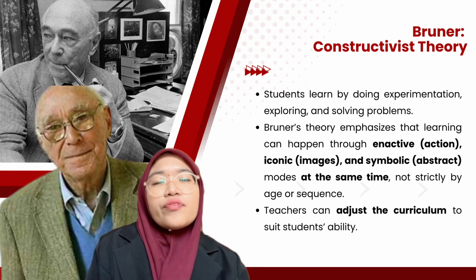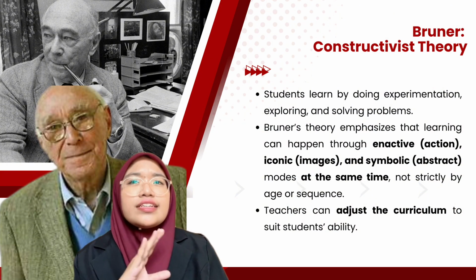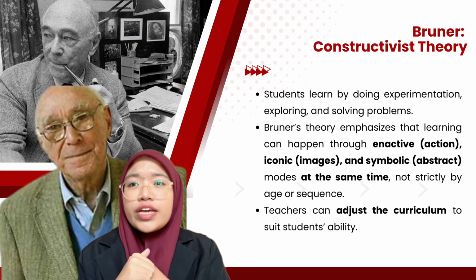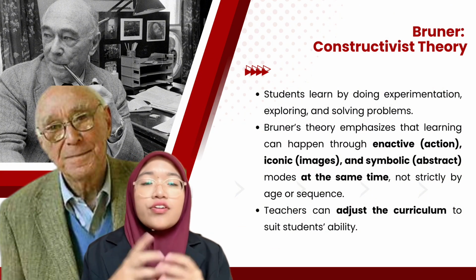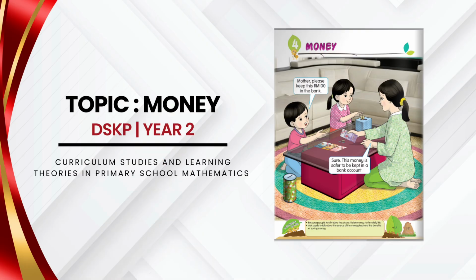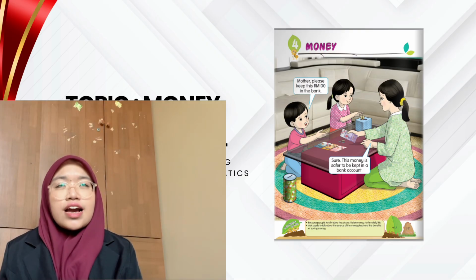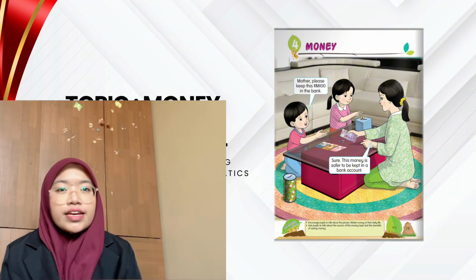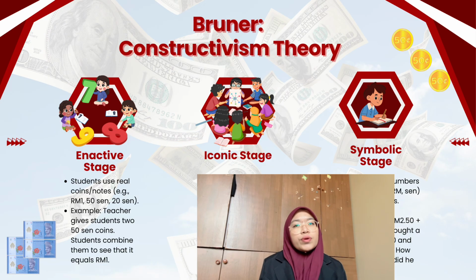So, in conclusion, Bruner's theory highlights these important strengths: learning by doing, learning through multiple modes, and a flexible curriculum by teachers. Now let us see how Bruner's theory can be applied in the topic of money in Year 2. We begin with the enactive stage, which is learning through action.